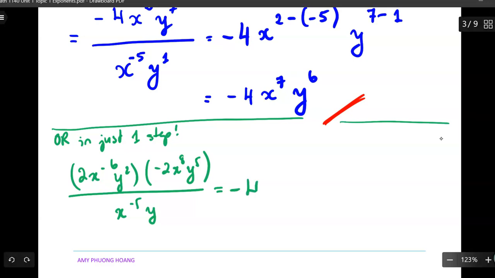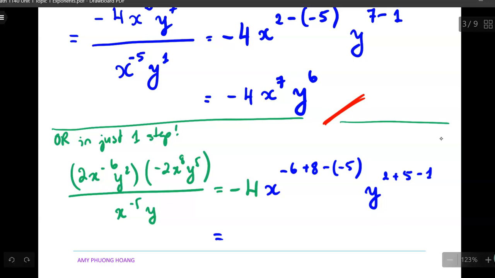Okay, and I will write x, right? X. Now, -6 plus 8, and subtract the -5 right away. Okay, and then y is 2 plus 5, and I subtract 1. All right. So you can do it all in one step. Make sure that you subtract the 1 at the bottom, but you add when they multiply. Subtract when you divide, add when you multiply.